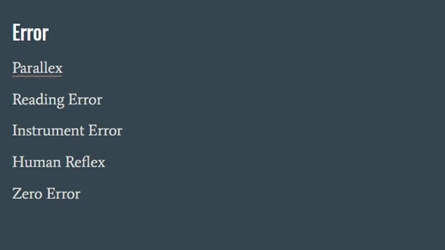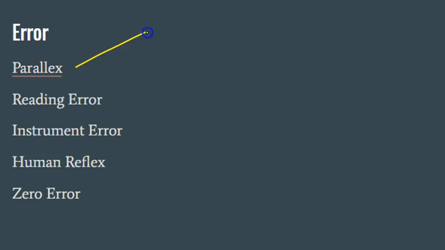The last thing we're going to talk about today is error. These are things that are going to affect your measurements because they mean that they're not going to be as accurate or as precise because of the error that comes into them. And we're going to discuss a few that you can definitely fix up as you go.